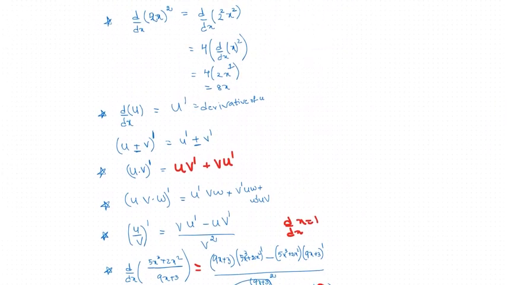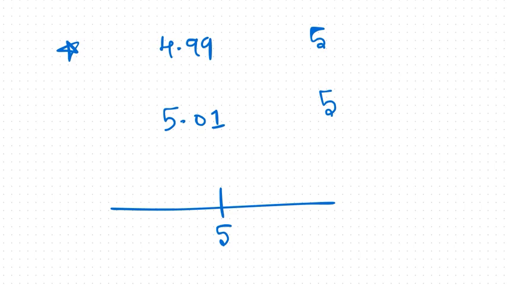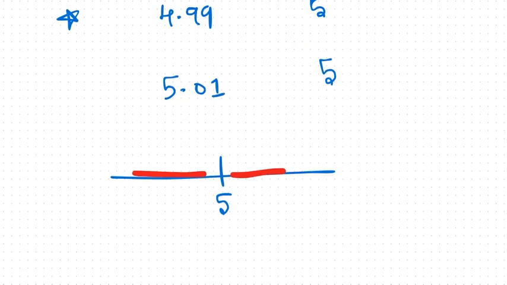Okay, so let's go to page number 2. What is an approximate value of 4.99? 4.995. 5, right? What is the approximation of, let's say, 5.01? 5. So for a number 5, you can approach it either by approximation from the left, which is 4.99, or from the right, which is 5.01.